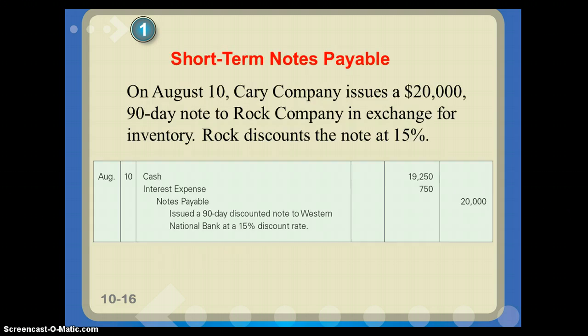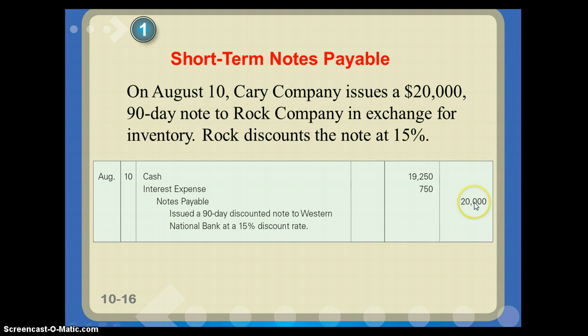On August 10th, Carey Company issues a $20,000 90-day note to Rock Company in exchange for inventory. Rock discounts the note at 15%. To discount the note at 15%, we take 15% off of the face value of the note. So $20,000 times 15%, we subtract that. The amount of cash that's actually given is $19,250. The $750, or the discount amount, is considered an interest expense. We're paying the interest up front.